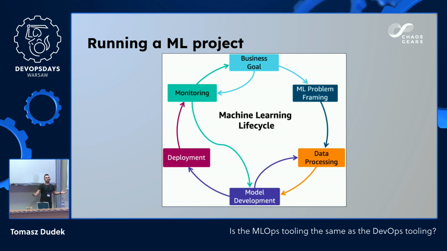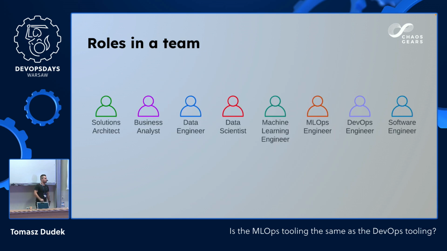For the first month, the model works well, meets the business goal, but after a month, its performance degrades, so we move back to the model development, but since a month has passed, we need to add that new month of data to the data set, so we're back at the data processing phase, and so on. As you can see, the process is highly iterative. We constantly shift from one phase to another.